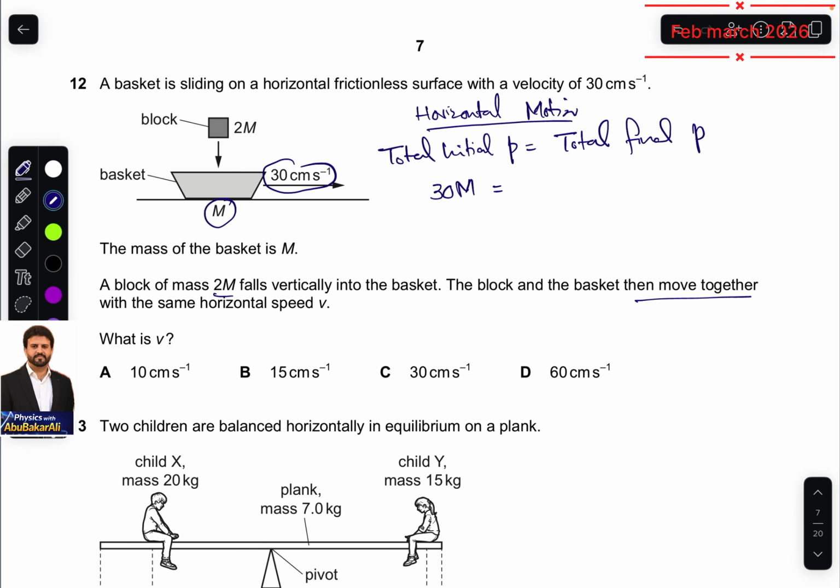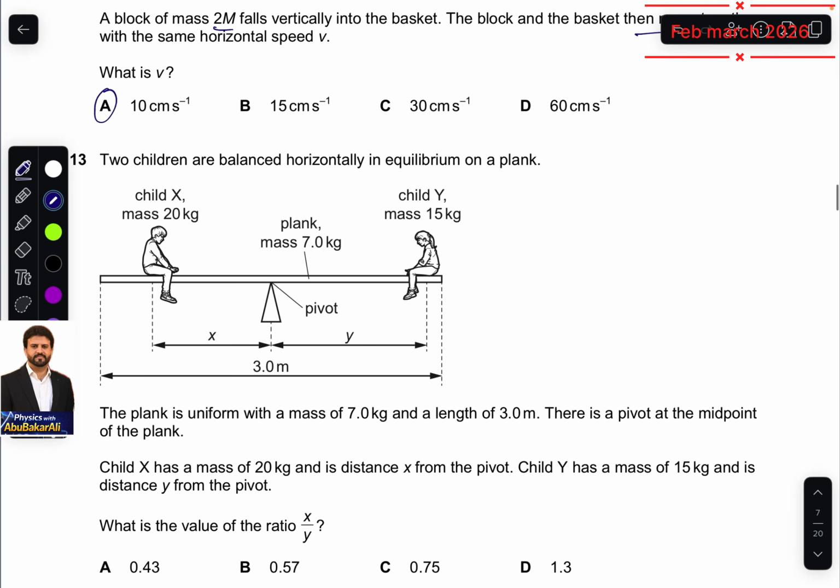Whenever they are moving together, you just have to add the masses of both of them, that is 2m plus m, and multiply it with the common velocity, because they both are moving together. So this v will be equal to 30m divided by 2m plus m, which is 3m. The m will cancel out, 3 into 1, and this is 10. So v is equal to 10. This is option A.